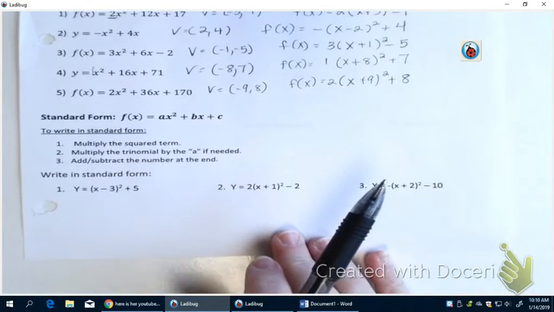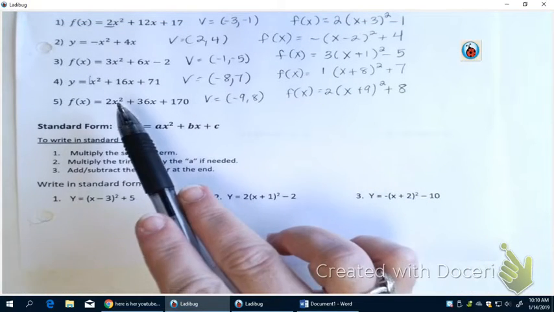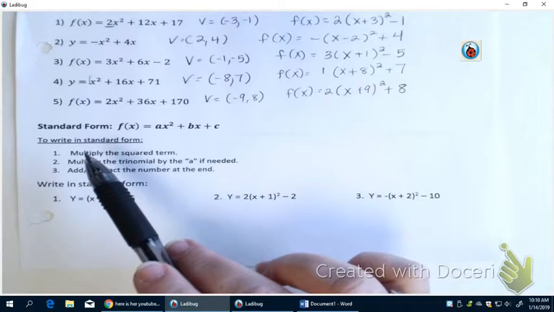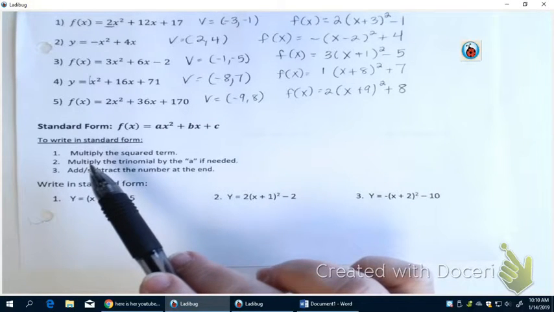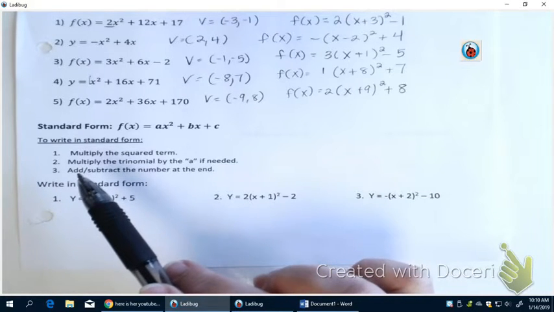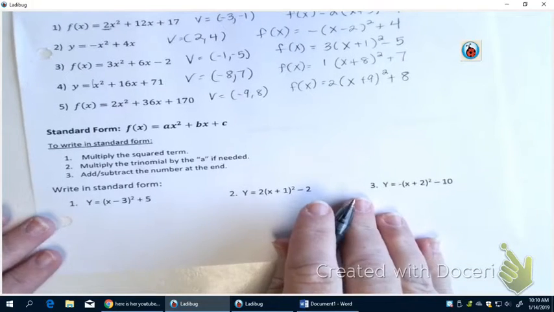Alright, standard form is going the other way. So it's starting with vertex form and going this way. So here's your directions. You multiply the squared term, and then you multiply by a if needed, which is the number at the beginning, and then you add or subtract at the end. So all the problems won't have all 3 of those steps, but some of them will. So on number 1, we're going to start.